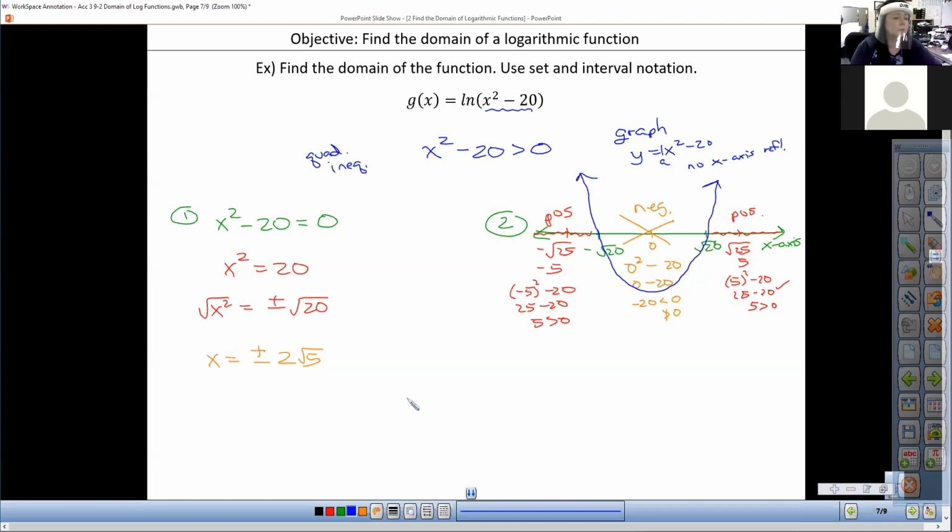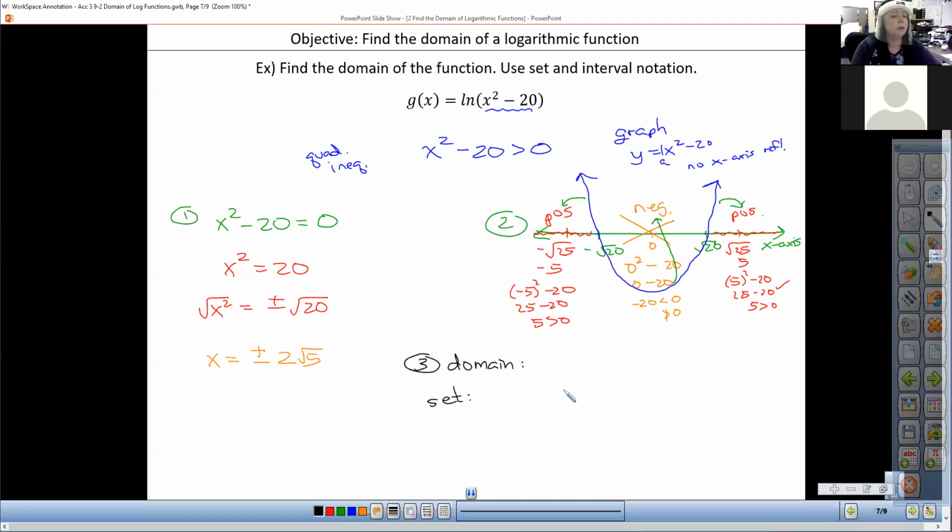Oh, look. This section over here that's above the x-axis corresponds to positive, which makes sense. This section, which is above the x-axis, corresponds to positive, which makes sense. And the section that is below the x-axis in the middle corresponds to negative, which makes sense. So that gives me the same result if I understand how to interpret the graph of that parabola. So, for the domain in the set notation.